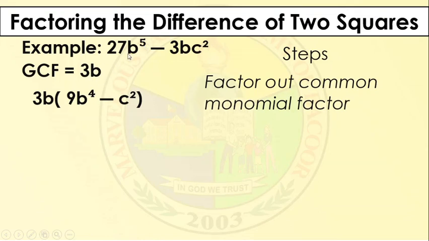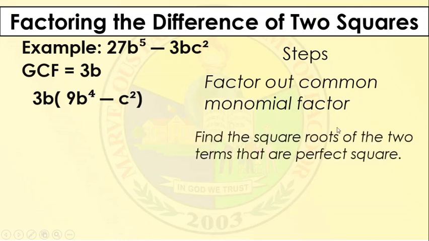So, nasa division tayo. Anong sinabi ko kapag division? Isusubtract ng exponent ng variable. So, 5 minus 1, the answer is 4. So, meron pa tayong 4 na natitira. b raised to 4. Okay? Minus 3b, pareho sila. So, ikakancel na natin yun. Maaalis na sila. Okay? Ang naiwan na lang dito ay si 9b raised to 4 kasi wala namang 3b na sa ating GCF. Okay? So, ayan na ngayon yung factored form natin.